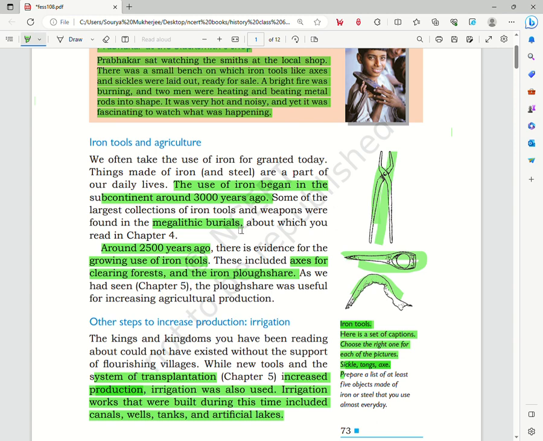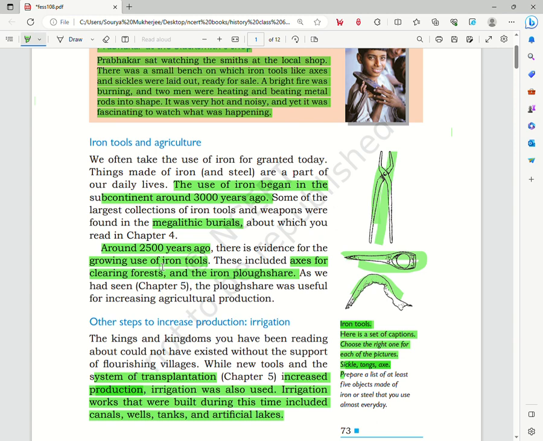Around 2500 years ago, there is evidence for the growing use of iron tools. So around these times, the use of iron tools increased, and there is a shift from the use of bronze and copper tools to the use of iron tools. The axes for clearing forest and iron plowshares.